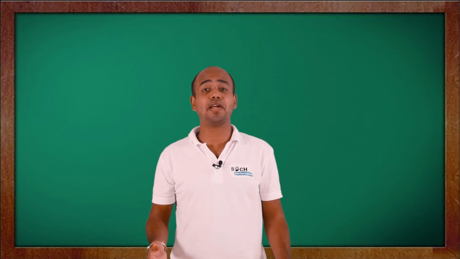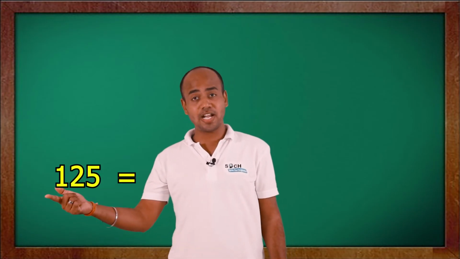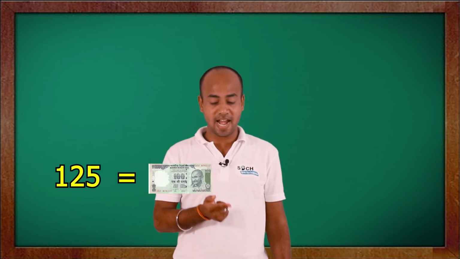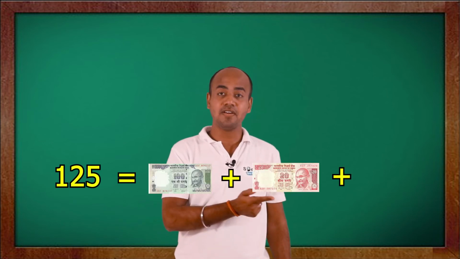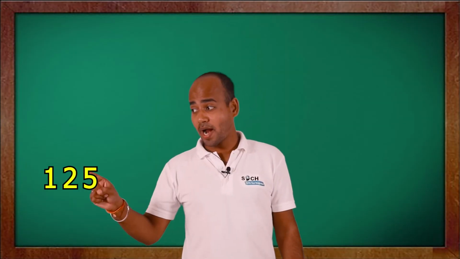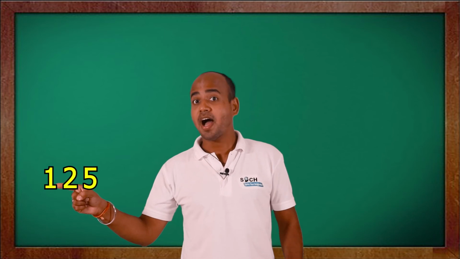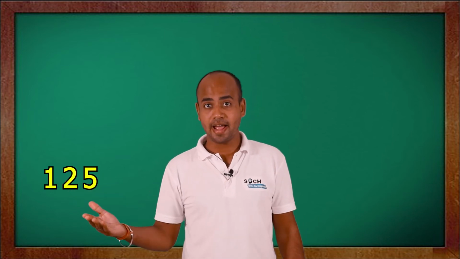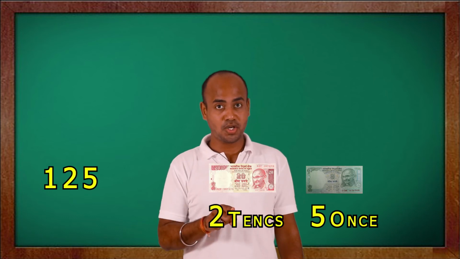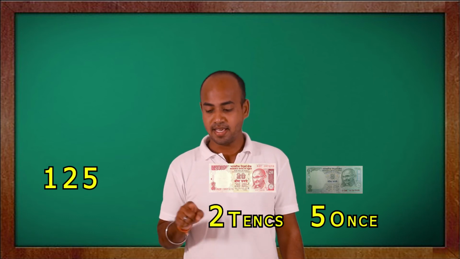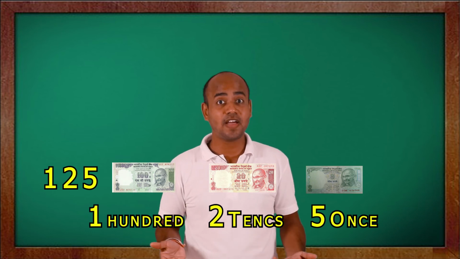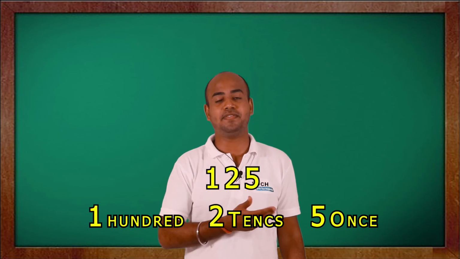Now let's take an example of 125. This 125 number can be expressed as 100 rupees note and 20 rupees note and 5 rupees note. So now you can see this 1, 2, 5 of 125 are the face value, whereas this 5 is not 5, these are 5 ones. This is not 2, these are 2 tens as you can see, and this is not 1, this is 100, are known as the place values of 1, 2, 5.